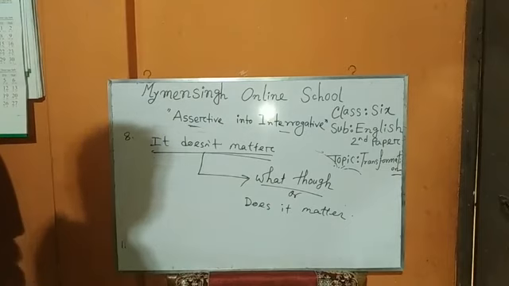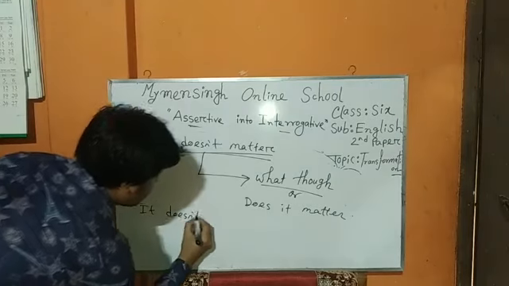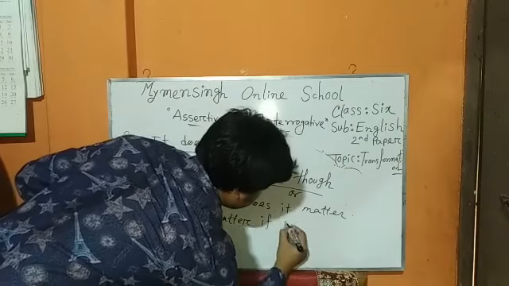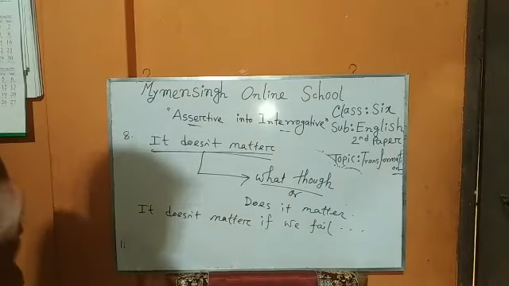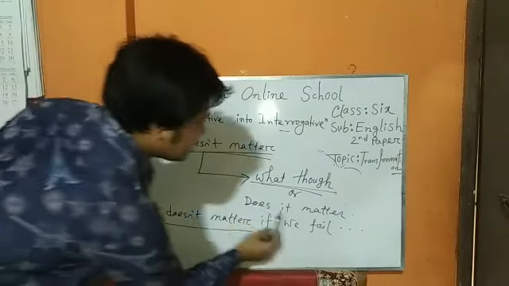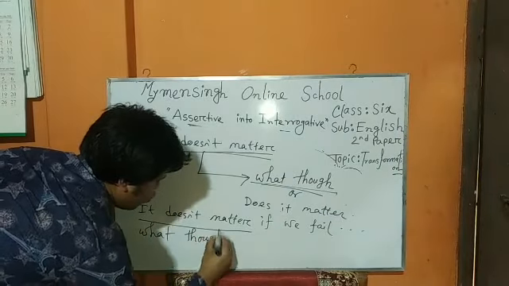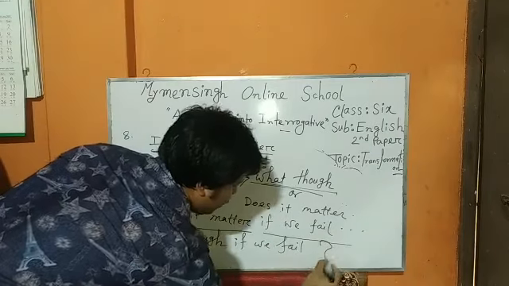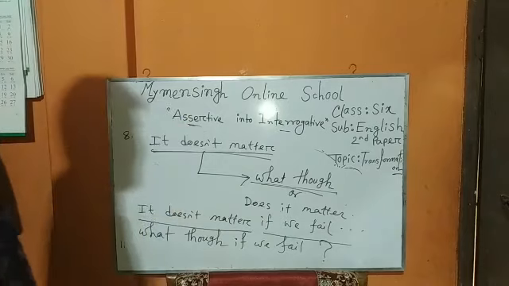Understand? Now we are going to give you an example. That is, it doesn't matter if we fail. Okay, clear? Suppose it is an example. What will be the answer? The answer will be, it doesn't matter means what though, or does it matter? The answer will be what though. So what? What though if we fail? Sign of interrogation. Clear? I think you all have understood all the rules and all the topics that I discussed.